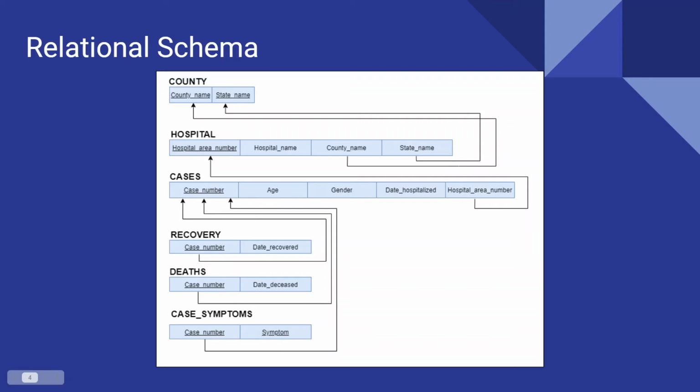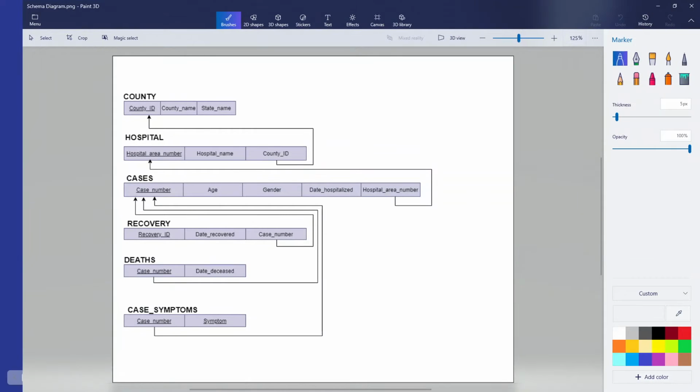And as you can see, it turns out it is very similar to the relational schema we had back in phase 2, only this time county ID is no longer the primary key of county, and recovery ID is no longer the primary key of recovery. And of course, all these foreign keys were adjusted.